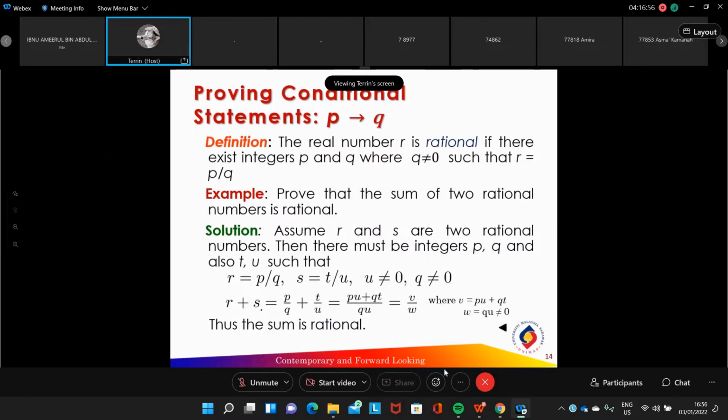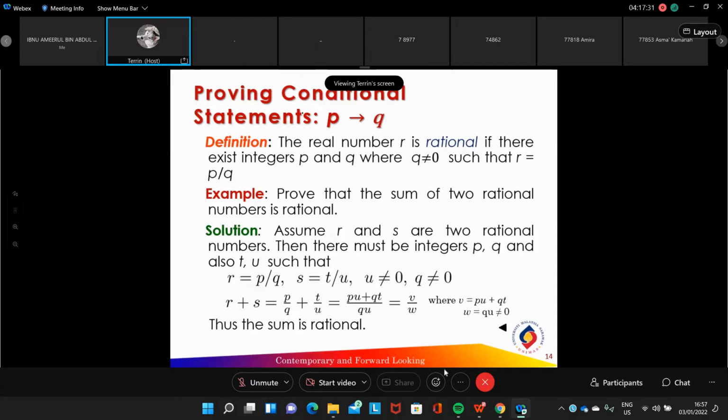A real number r is a rational number if there exist integers p and q such that q is not equal to 0, because there's a denominator. And finally, what we're trying to say is that r equals p divided by q. So a real number r is considered a rational number only because you can find that value from the division of two integers.